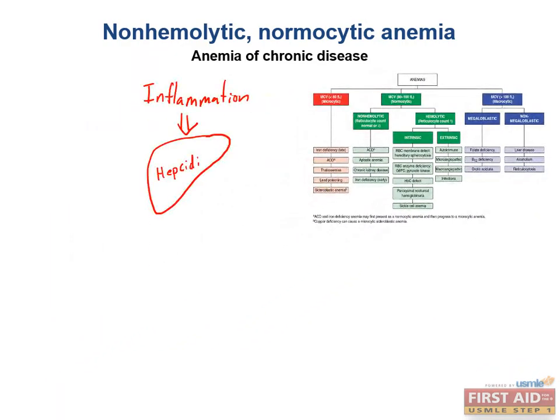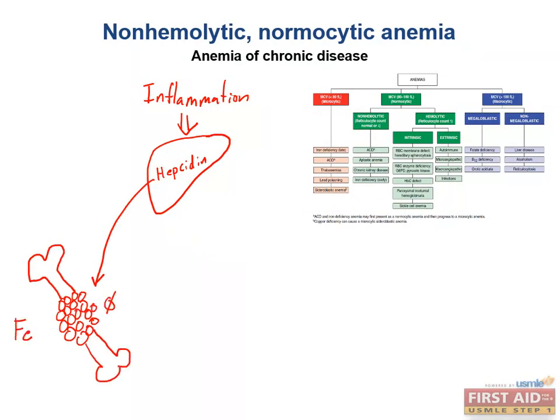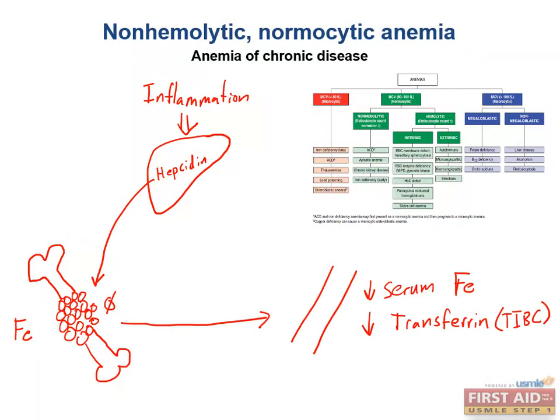Inflammation upregulates hepcidin, which is released by the liver. Hepcidin then blocks the release of iron from iron stores in macrophages, and blocks the production of transferrin that transports iron in the blood. Transferrin is also known as total iron binding capacity. In the presence of hepcidin, the serum will show low levels of iron and low levels of transferrin. But iron stores are actually available in the macrophages. They simply can't be mobilized because of the presence of hepcidin.